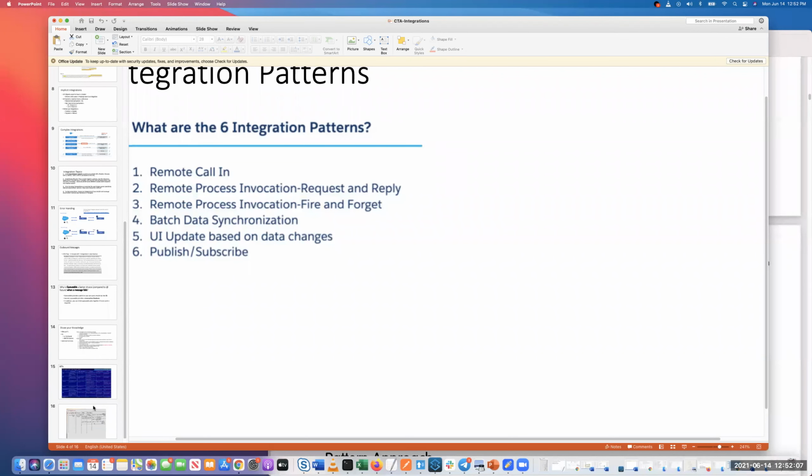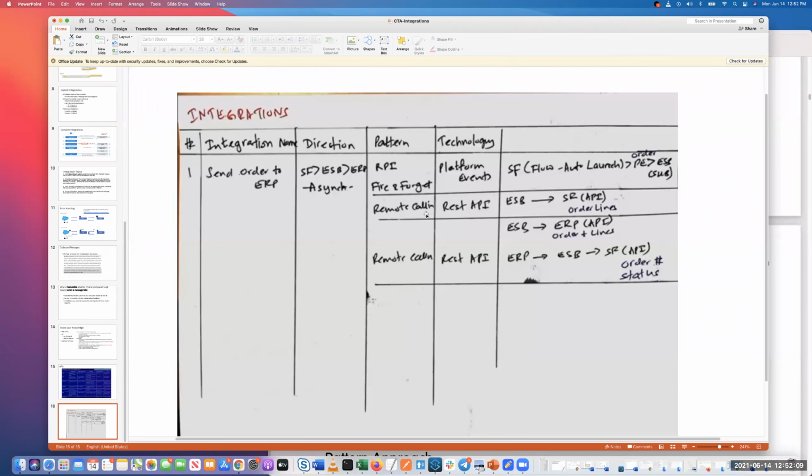I put both of these as remote call-ins, because either way you get something back, or even here, you might get the order number status. But if, for example, after that they do updates on the order and send updates back, again, they were all remote call-ins for me. So I went with remote call-in for this one.